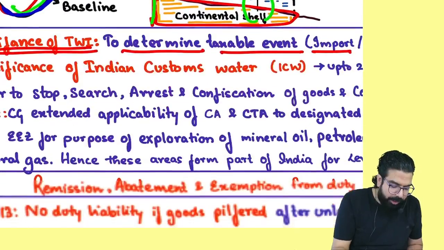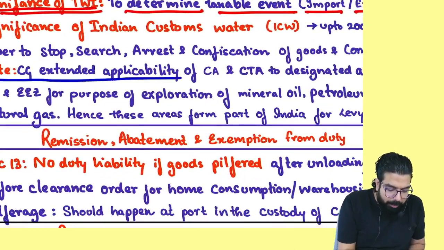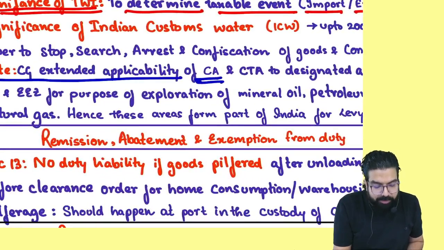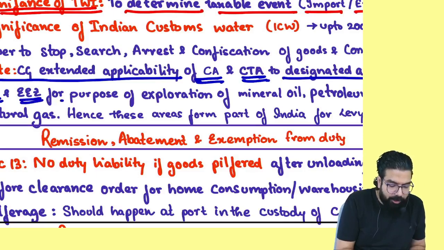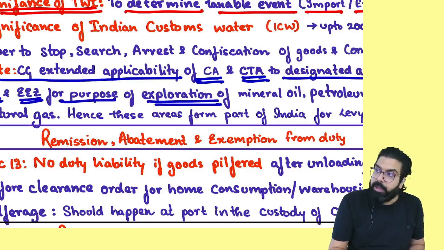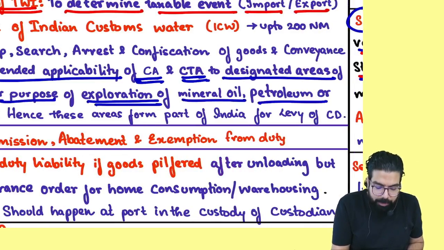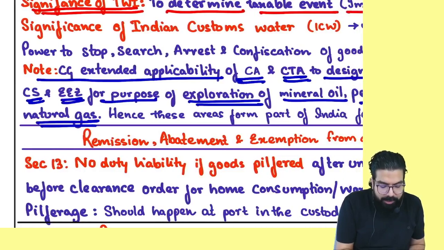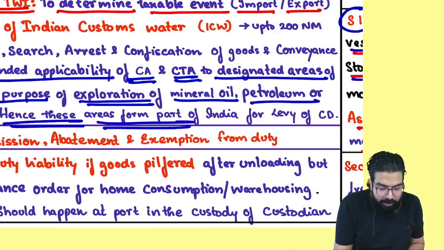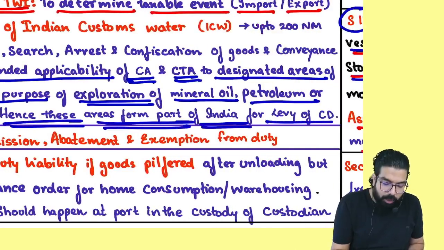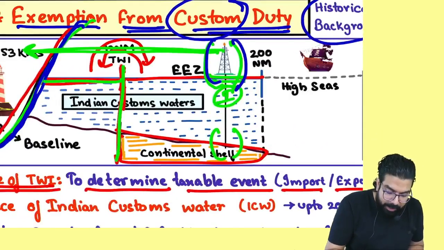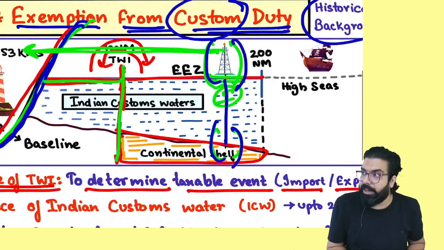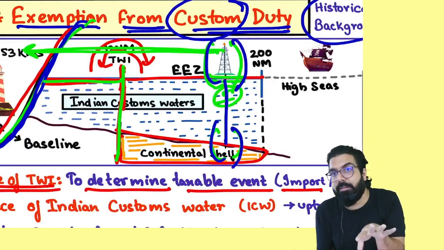See what they are telling over here. They are telling the central government extended the applicability of the Custom Act and Custom Tariff Act to designated areas of continental shelf and exclusive economic zone for the purpose of what? Exploration of mineral oil, petroleum or natural gas. Hence, these areas form part of India for the levy of custom duty. Tell me one thing, these areas where the oil machines etc. are fitted, this will be deemed as India?